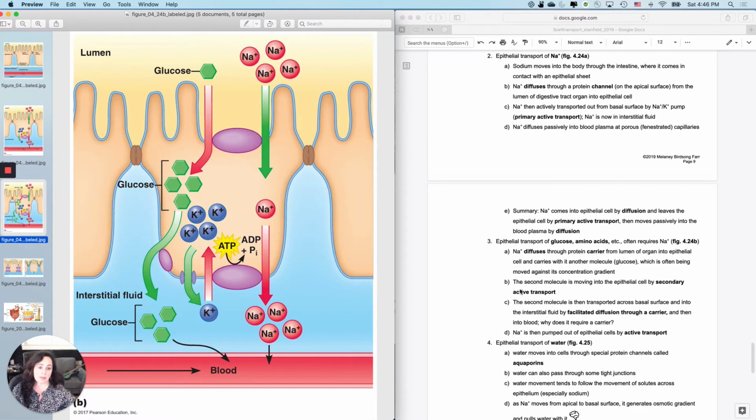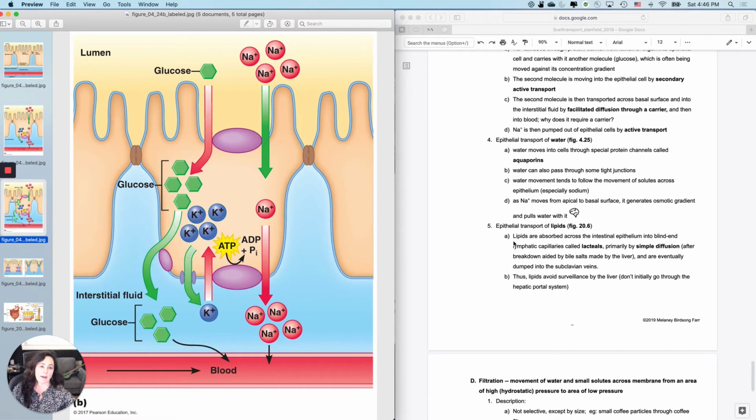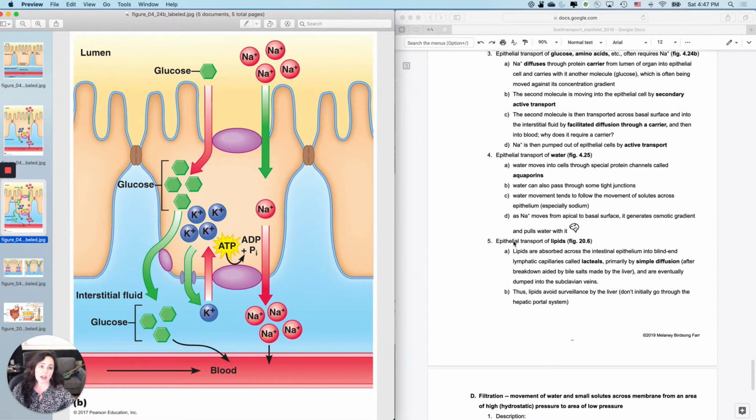So epithelial transport of, let's say, glucose, because that's what this picture is. So what is the cheapest way I can absorb glucose? Let's say you just ate a delicious salted caramel chocolate chip cookie. How do you get the glucose into your bloodstream as cheap as you possibly can? So let's talk about that. I want to get glucose into my bloodstream because glucose is basically money.